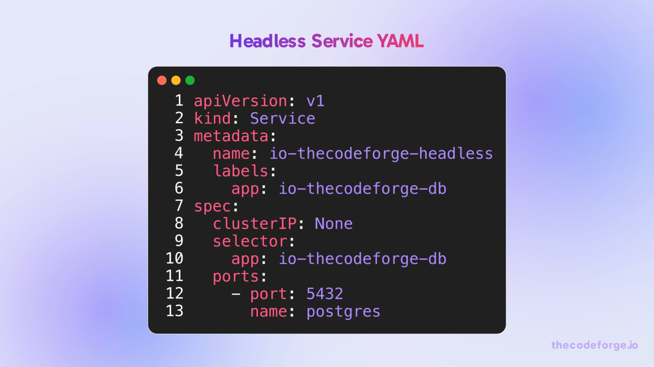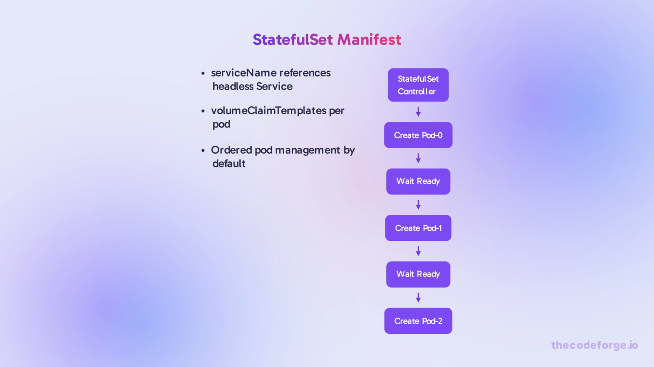This is the headless service definition. The key field is clusterIP: None, which tells Kubernetes not to create a virtual IP. The StatefulSet manifest ties everything together. The serviceName field must match the headless service, and volumeClaimTemplates provision 1 PVC per pod.